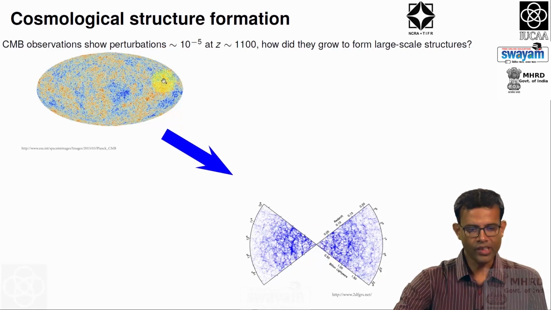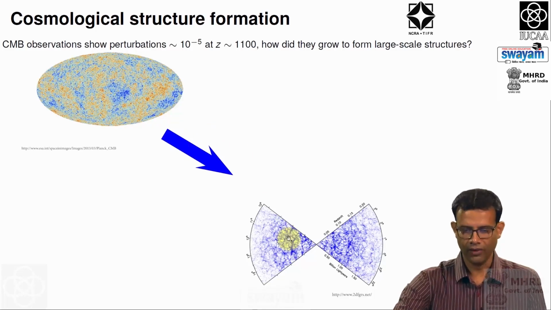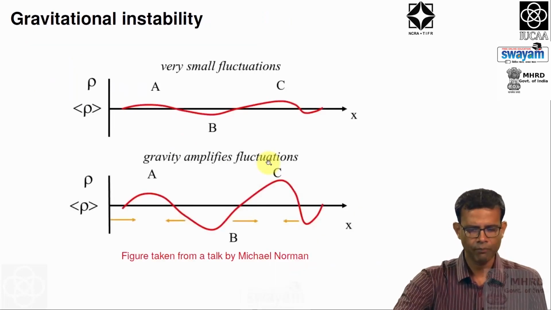So, the question is, starting from these CMB anisotropies, very small ones, how did we arrive here? How did they grow to form these large scale structures? And that is something which we will discuss today. How do we understand this aspect?